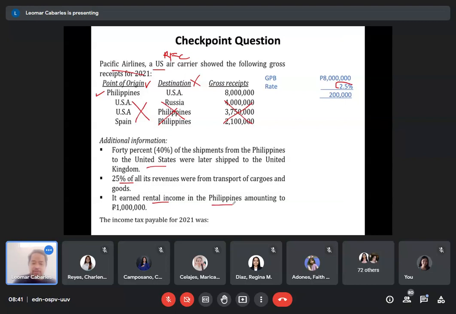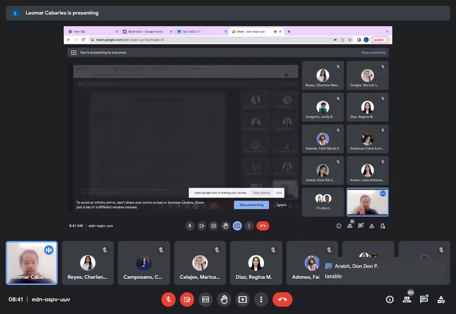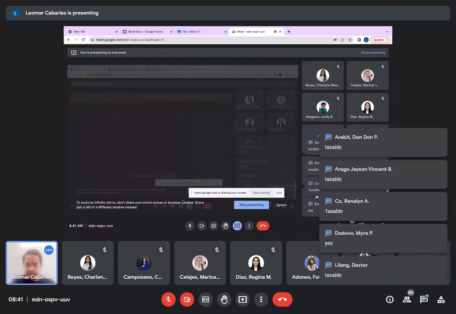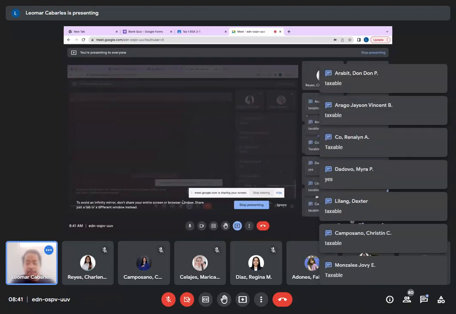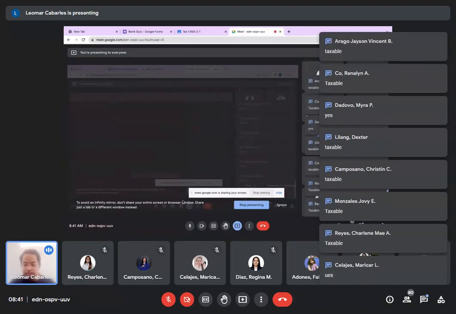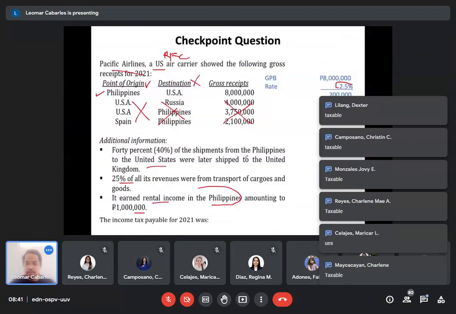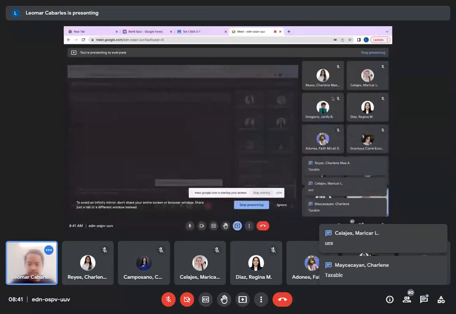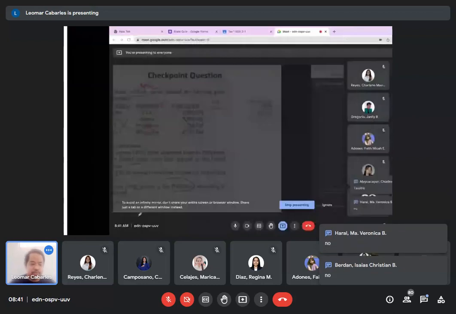Now notice, meron pa pala siyang rental income within the Philippines. So what do you think? Is this taxable or not? Yung 1 million rental income. Is the 1 million rental income taxable? The answer is yes. This is within the Philippines. But will you apply the 2.5% rate to 1 million?